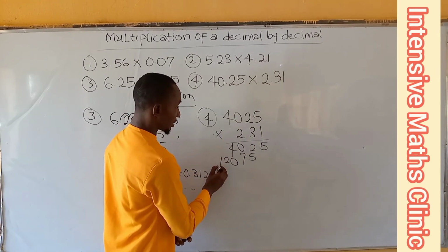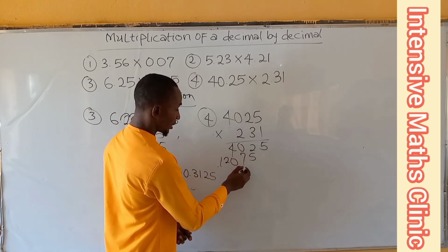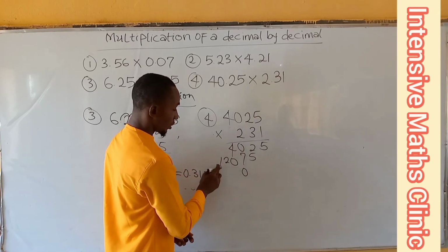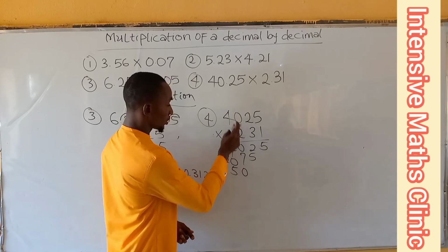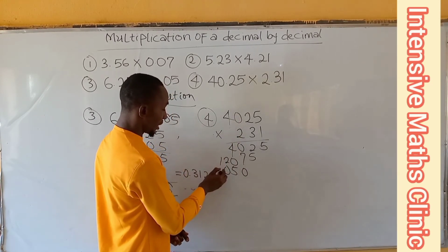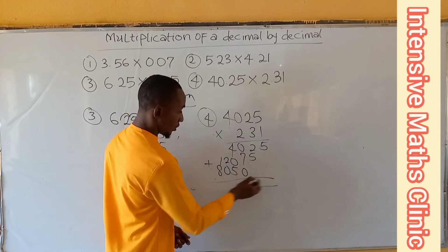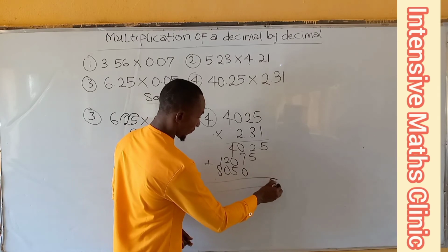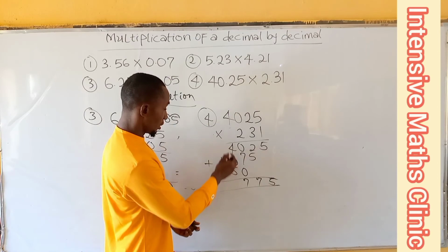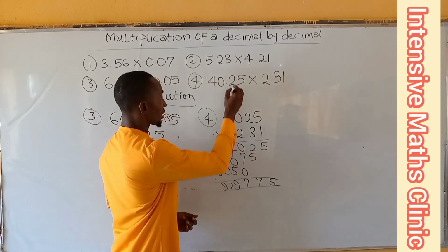So we now add the remaining to this. 2 multiplied by 5 is 10. Write 0 and take 1. 2 multiplied by 2 is 4, plus that one is 5. 2 multiplied by 0 is 0. 2 multiplied by 0 is 0. 2 multiplied by 4 is 8. So we'll now add this up. Here is 5. Here is 7. Here is 7. Here is 9. Here is 2. Here is 9.